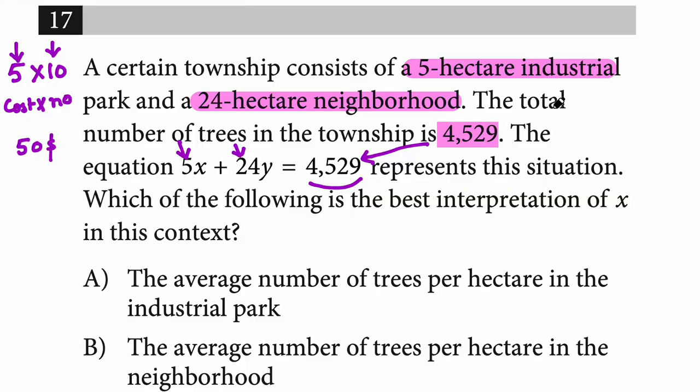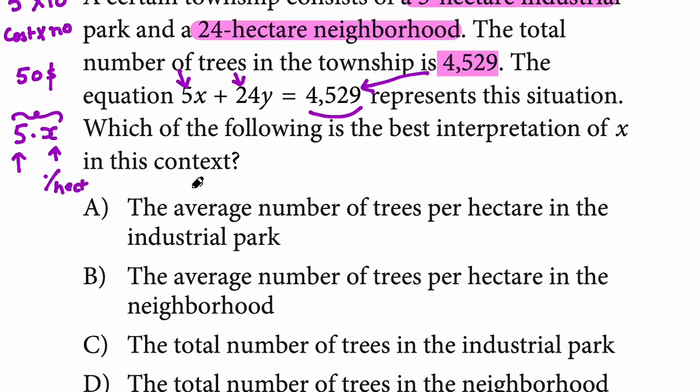Similarly, if you see this example, 5x, so 5 is the hectare land and x is number of trees per hectare. This is cost of one chocolate. This is number of chocolates. This is industrial park, and this is number of trees per hectare. So x here is number of trees per hectare, and 5x is the total number of trees in the industrial park.